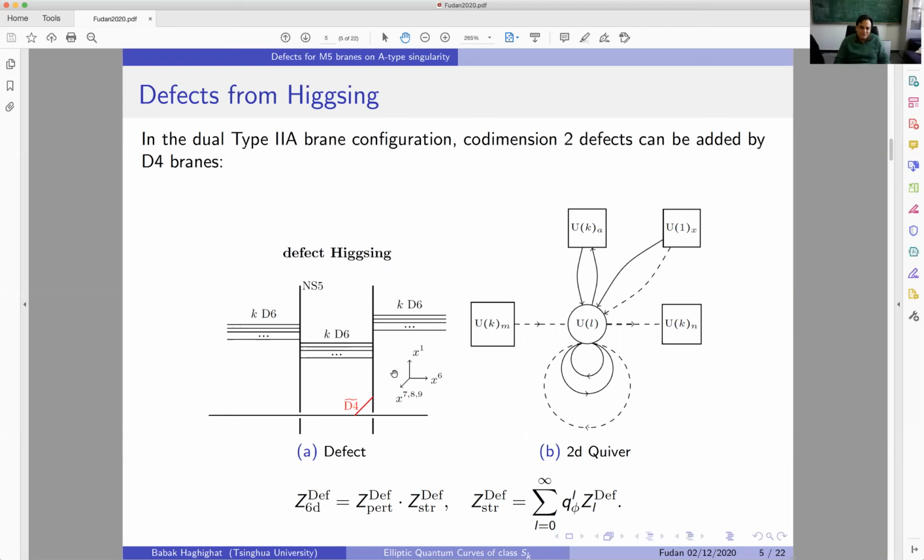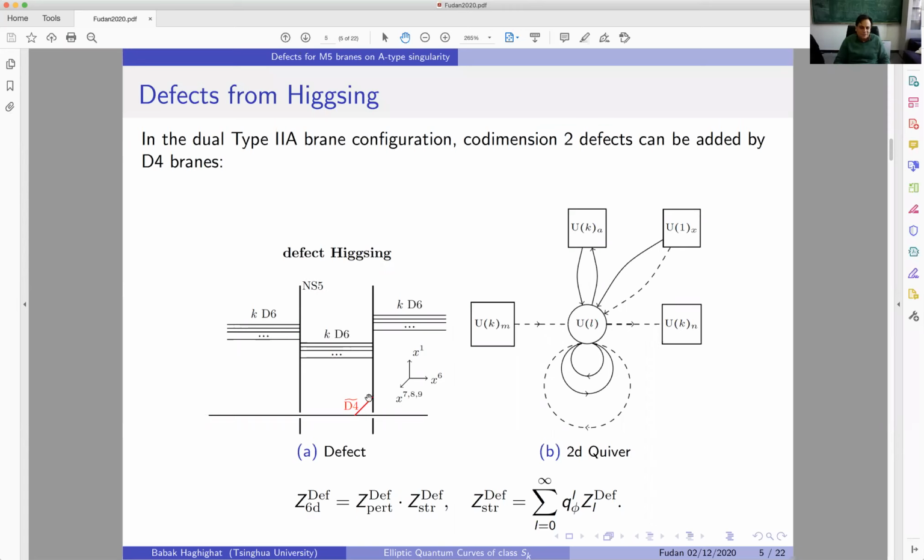This is pictorially shown here. You start with k+1 D6 branes, but then you move away one of these D6 branes, and you insert this D4-tilde between the NS5 and this D6. And then this is the defect, the codimension 2 defect, if you specify the dimensions so that it wraps correctly. This is what is called a Higgsing defect. And because of this nice brane realization, we can actually compute the partition function of this defect.